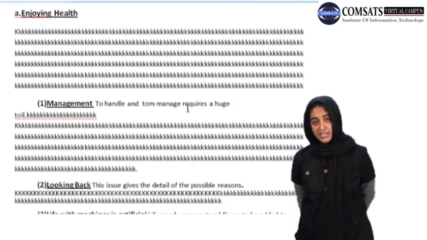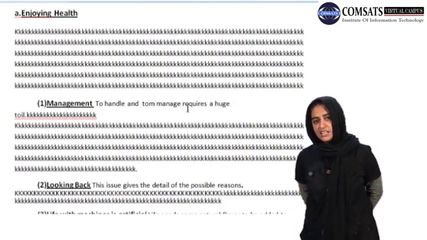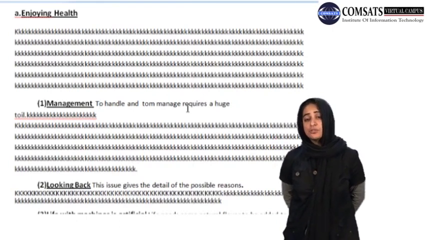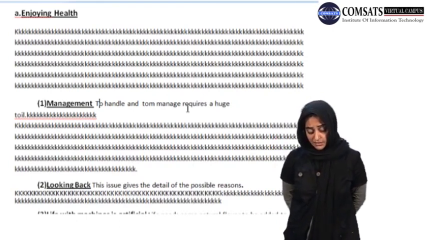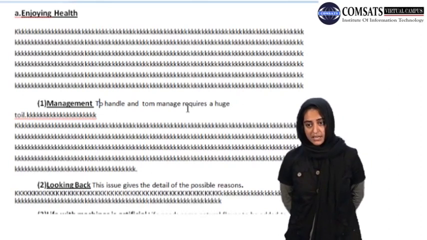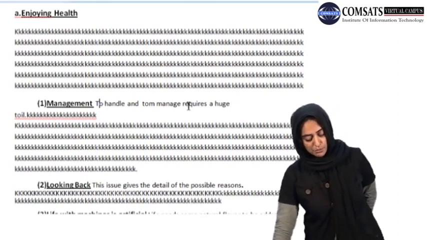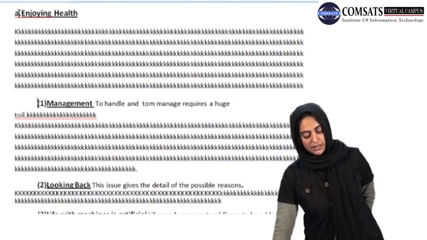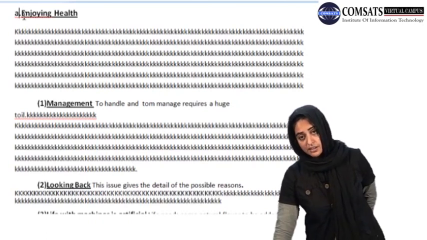So this is the fourth degree of heading, dear students, appearing in front of you on the screen. Now how to label this fourth degree as per the rules of the letter numeral combination style of headings? Before labeling it, you should know that this heading Management is making the subheading of this third degree, that is Enjoying Health.